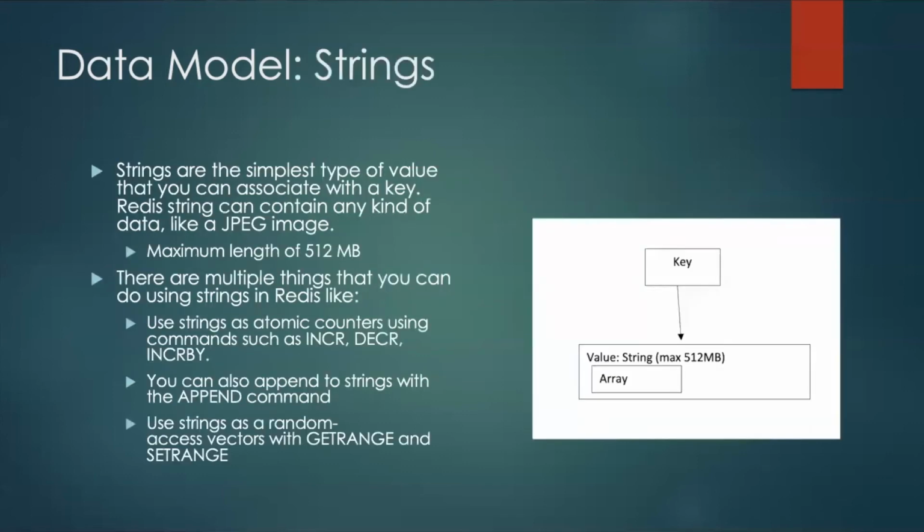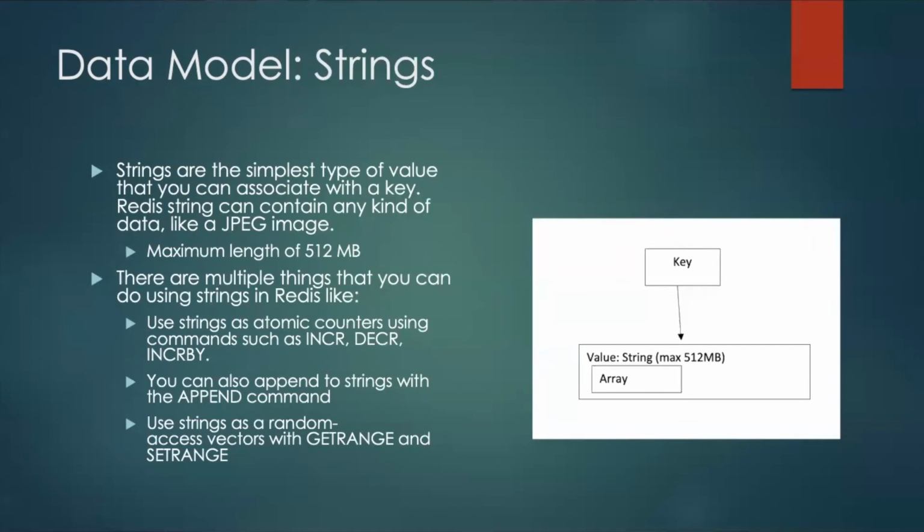Moving on to the different data types, we have strings. Strings are the simplest type of value that you can use with a key. A Redis string can contain any kind of data, like a JPEG image. The maximum length of it is 512 megabytes. And there are multiple things that you can do using strings in Redis.